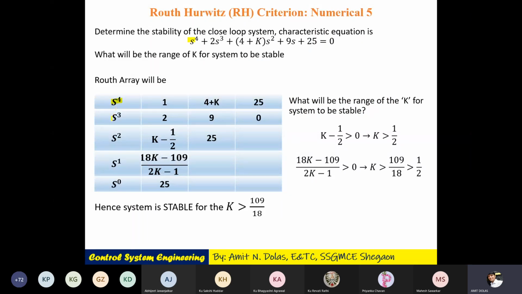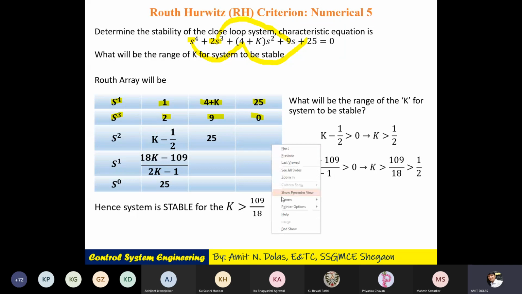I'll write for s to the power 4, s to the power 3. s to the power 4 means all even के हम coefficient लिख लेंगे. So you can see first s to the power 4 को 1 है, s square को 4 plus k, and s to the power 0 is 25. Then go for odd, s cube, then s. So s cube के लिए 2 है, then s के लिए 9 है. ये नहीं लिखा तो भी चलेगा, it is 0. नहीं लिखा तो भी 0 ही है.